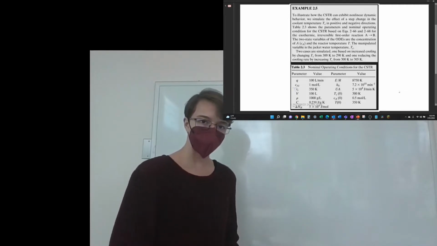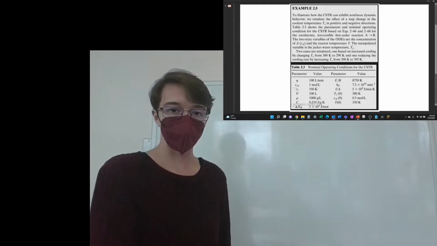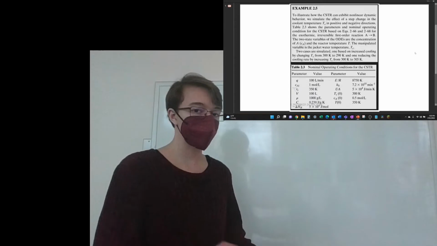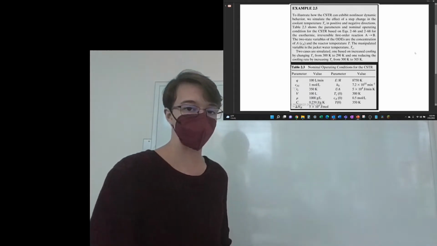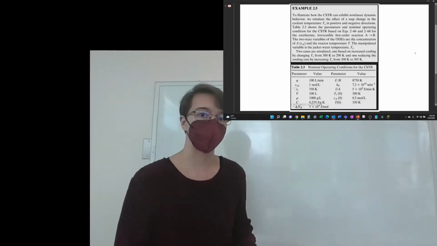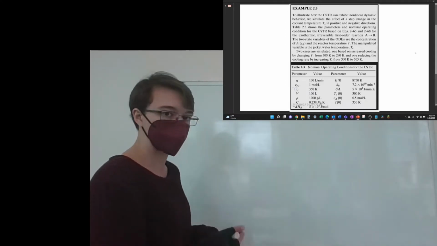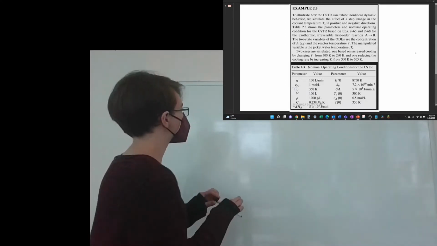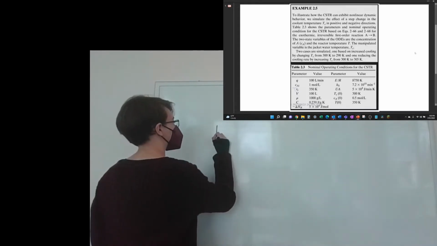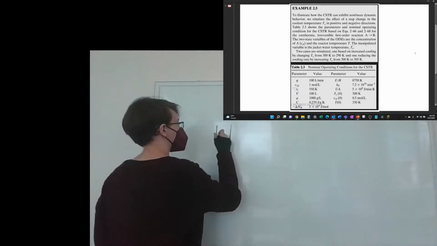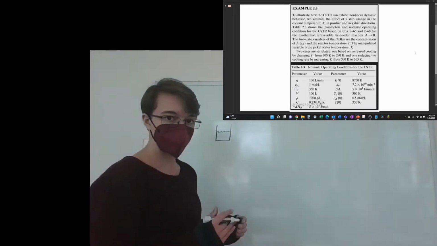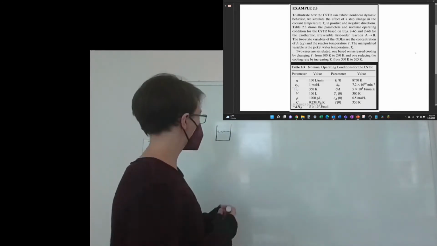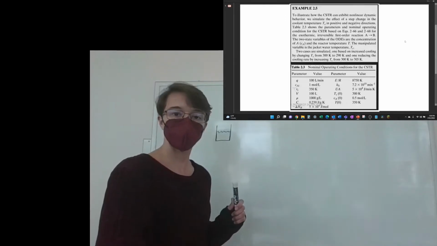So this problem is a CSTR problem. So what does CSTR mean? CSTR stands for continuously stirred tank reactor. So what does that mean? That means that we're going to have a tank, right? So we're going to have some sort of tank. We're going to have something inside the tank, and it's a reactor, which means there's going to be a reaction that occurs inside the tank.